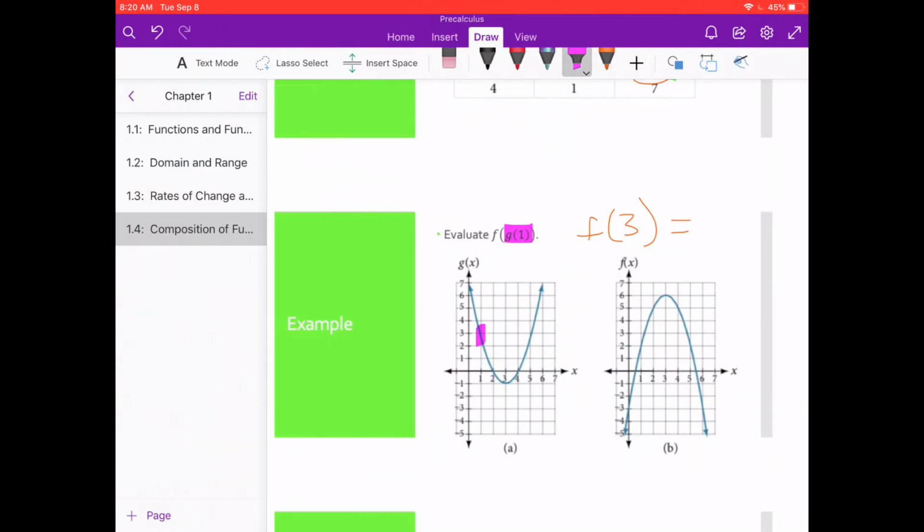So let's go on the f graph, which is B. Go over to 3 and keep going up or down until we get to that function, and it's right here. We want the y value. So f of 3 is 6. So that means f of g of 1 gives us 6.